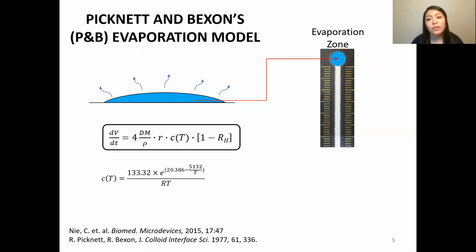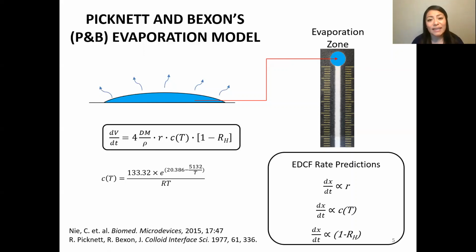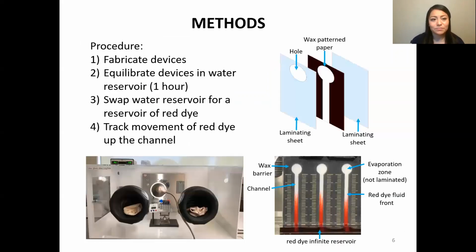Now, if we assume that our evaporation zone behaves like a droplet of water, we also predict that the EDCF rate will be proportional to the radius of the evaporation zone, to the function of temperature, to 1 minus the relative humidity, and also to the design of the device itself. And here is how we tested them all.